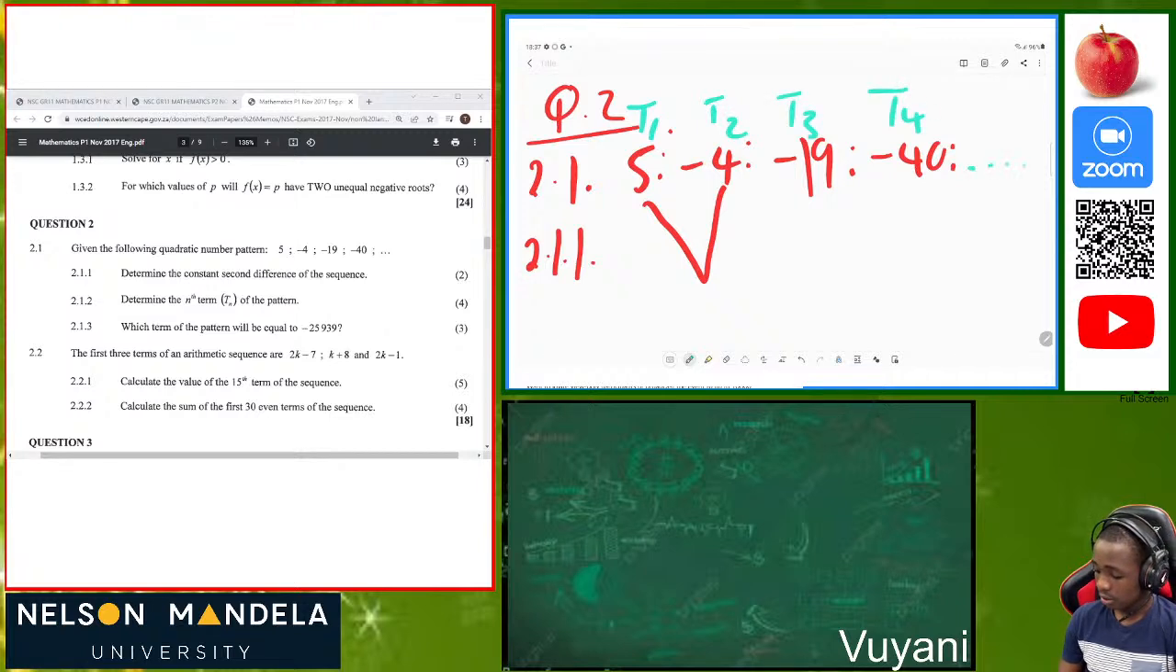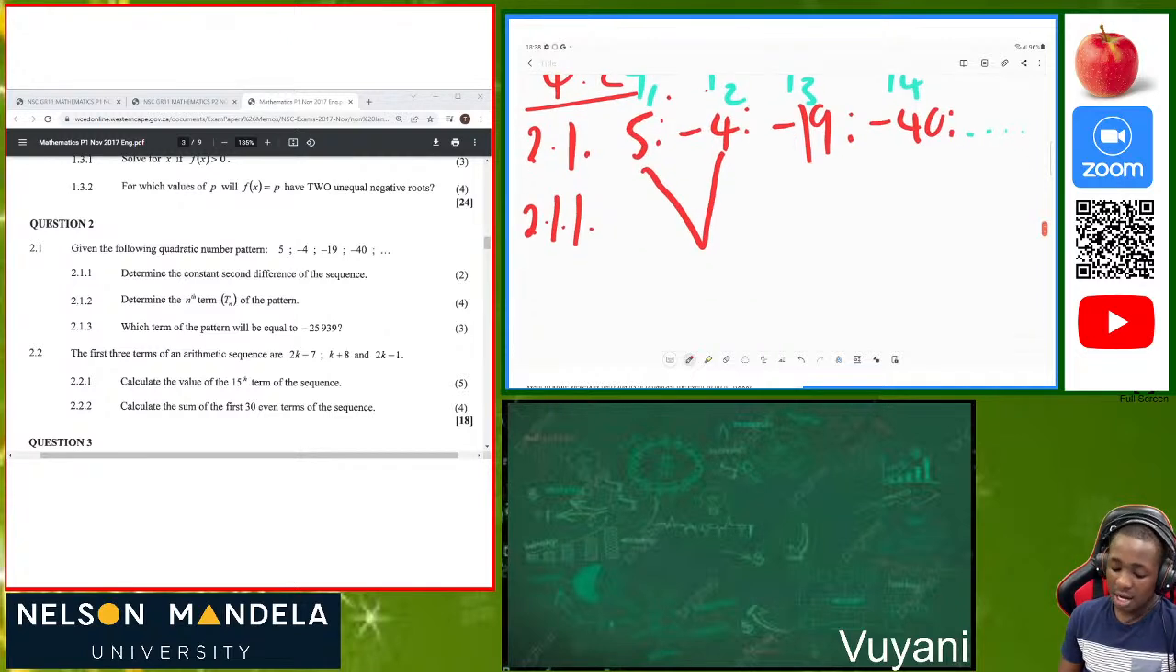Okay. So what we do here is that we say t2 minus t1. Even if you are given 100 here and you are given 5 here, even if it's a big number minus, it's the protocol. You must say t2 minus t1. Even if you are given t2 smaller than t1, you have to do the same thing always. So in this case now, let's solve and determine our constant difference.